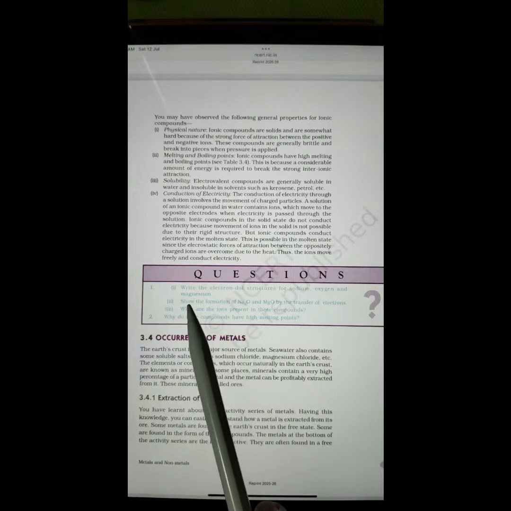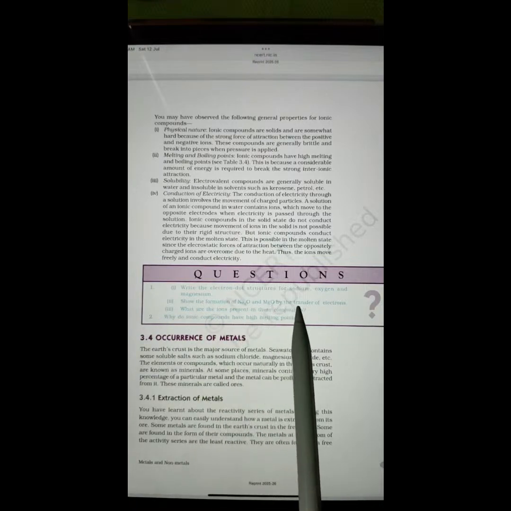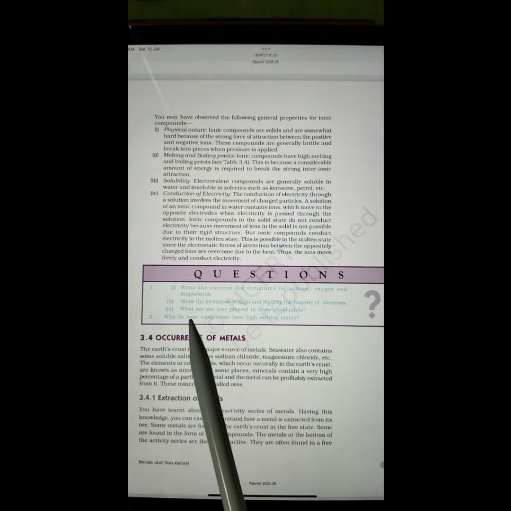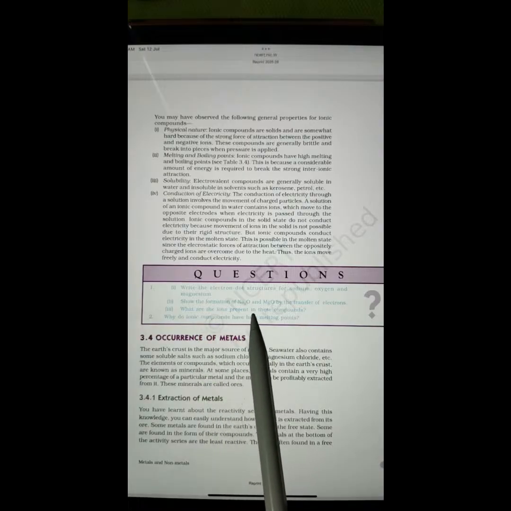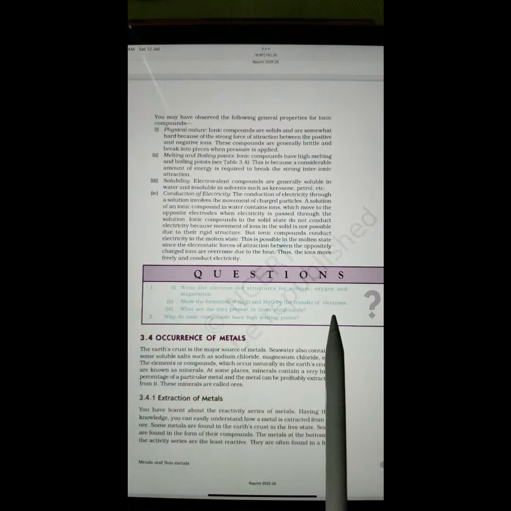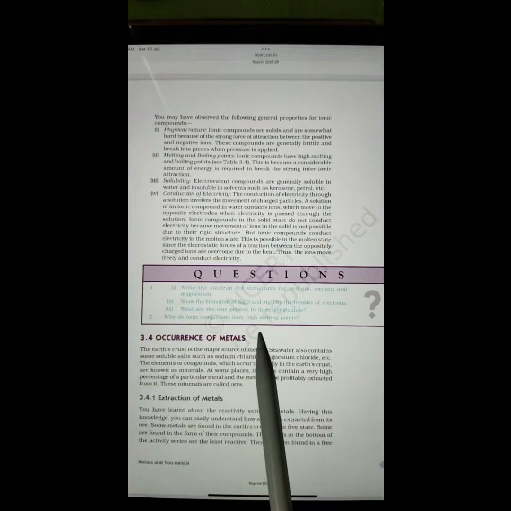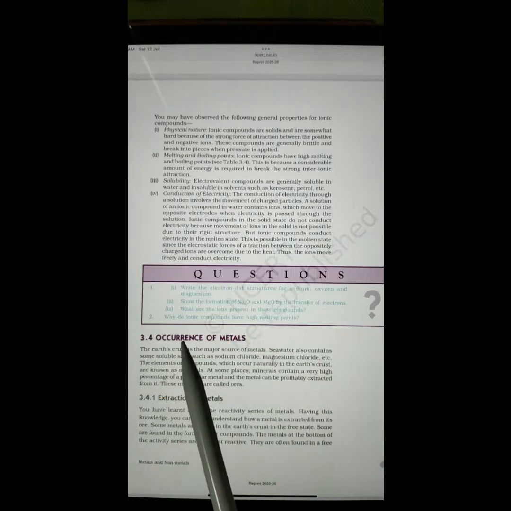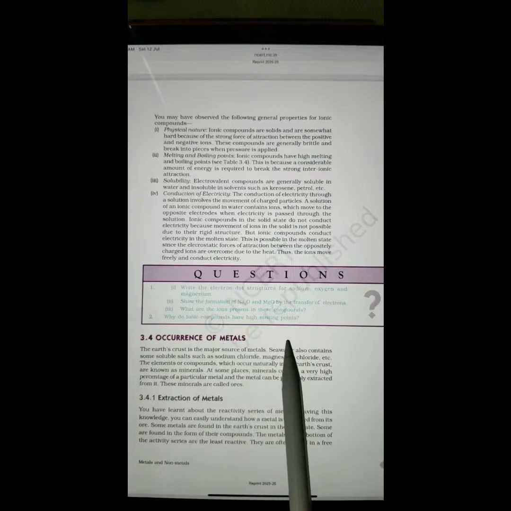In-text questions. 1. Write the electron dot structures for sodium, oxygen, and magnesium. 2. Show the formation of Na2O and MgO by the transfer of electrons. 3. What are the ions present in these compounds? 2. Why do ionic compounds have high melting points?